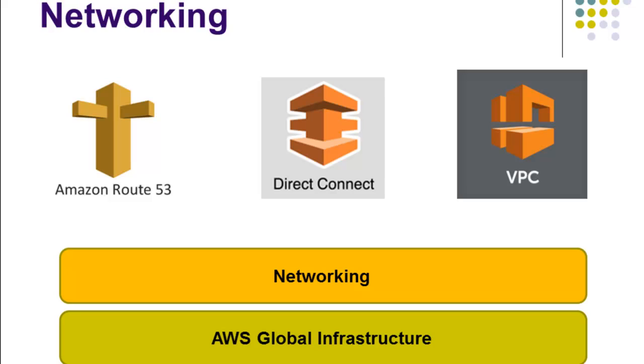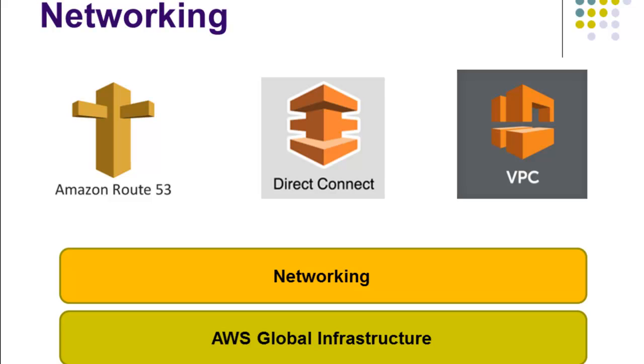Direct Connect is a network service that allows a customer to establish a dedicated connection between one of Amazon's Direct Connect locations and the customer's data center. Direct Connect provides AWS customers with a way to transfer data that does not involve using the public internet.